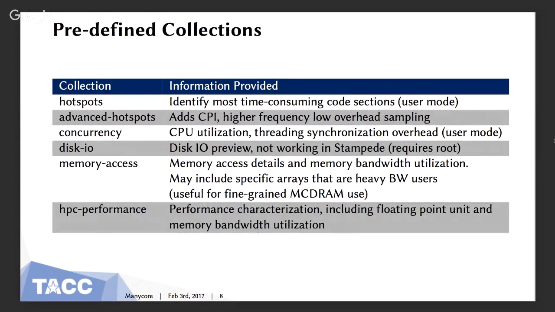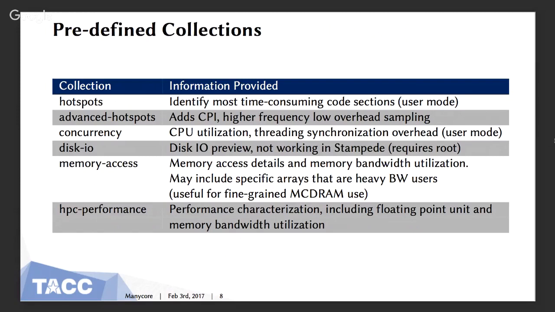So, some different types of collections vTune has. Hotspots is usually where you want to start out, and it's going to identify the most time-consuming parts of your code. You can do something called advanced hotspots. That gives you additional information, like the CPI of different parts of your code. CPI is cycles per instruction, and it's a measure of your instruction throughput: how much time you spend stalling, waiting for data, or things like that.